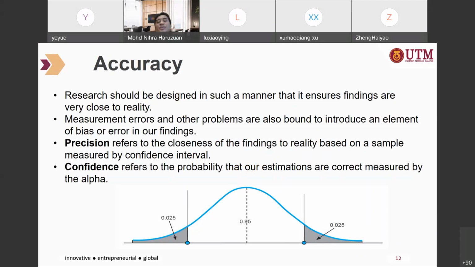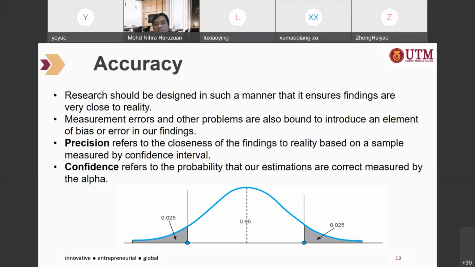Precision refers to the closeness of the finding to the reality based on a sample, measured by confidence interval, while confidence refers to the probability that the estimations of the research are correct, measured by the alpha. Mostly the alpha is less than 0.05. So that is for social scientists, social science.